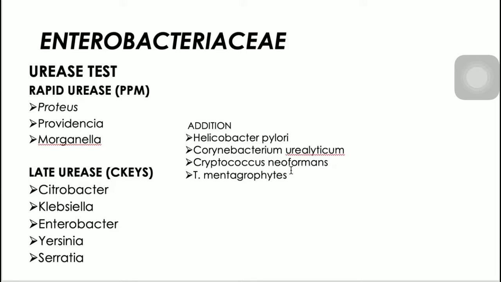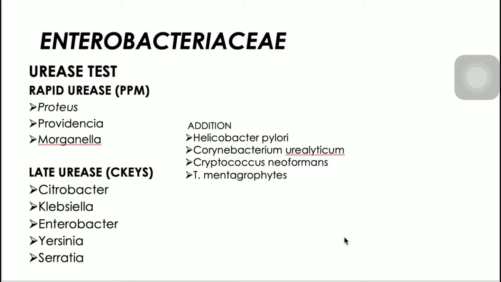And then we have Trichophyton mentagrophytes, also one way to differentiate mentagrophytes from rubrum. Aside from the hair perforation test, or hair baiting test, wherein mentagrophytes is positive and rubrum is negative, we can also differentiate them based on urease.